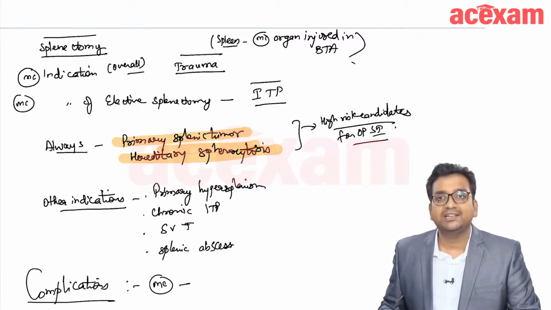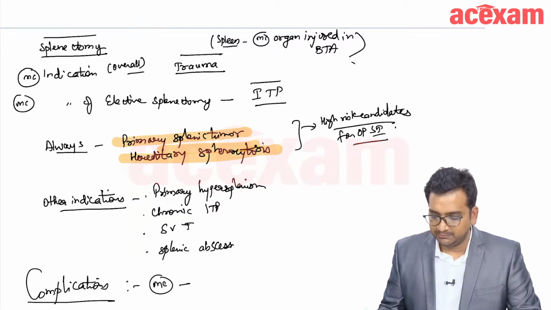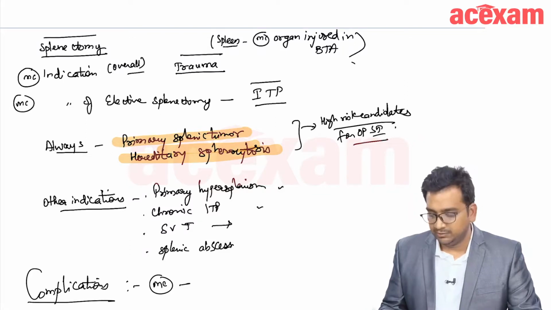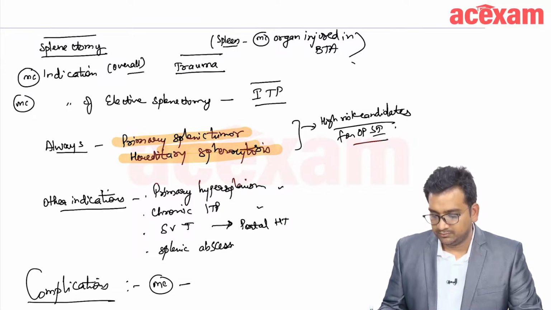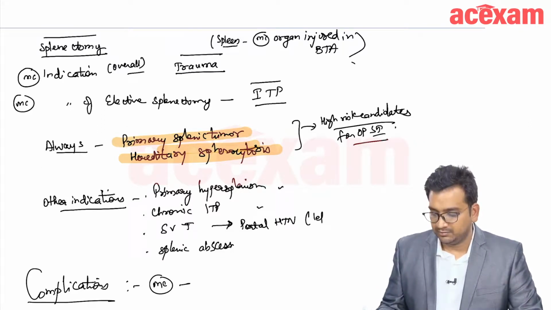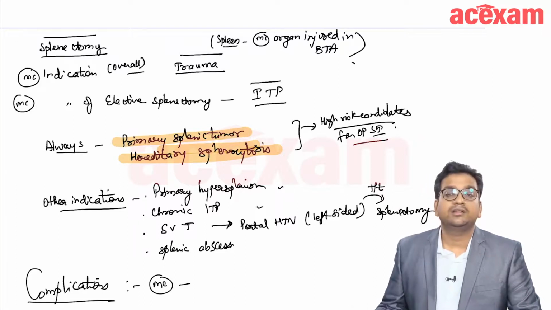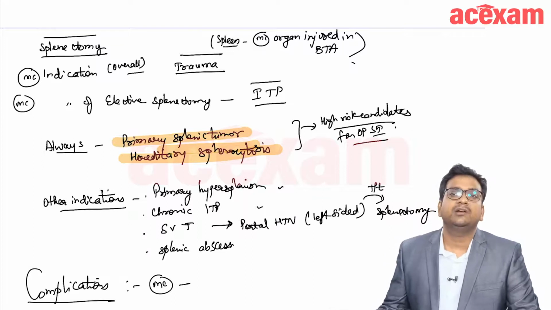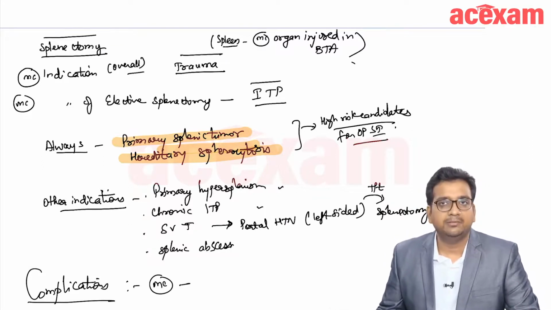Now the other indications for splenectomy are primary hypersplenism, chronic ITP, and splenic vein thrombosis. Why in splenic vein thrombosis? Because there is development of portal hypertension, or we can say left-sided portal hypertension, and the treatment of choice is splenectomy. Another point is splenic abscess. Generally in multilocular splenic abscesses, we go ahead with splenectomy.